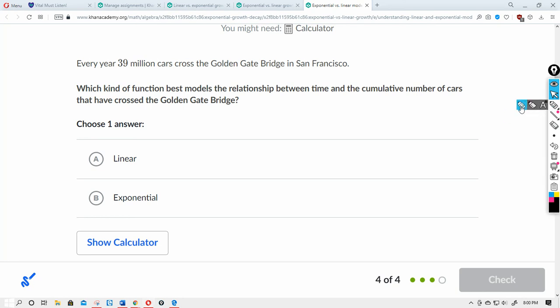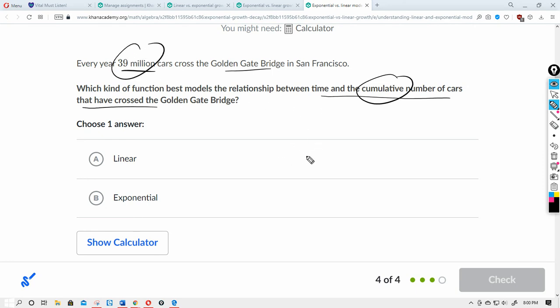All right. Every year, 39 million cars cross the Golden Gate Bridge. What kind of function models the relationship between time and cumulative number of cars? Okay, so if you're going cumulative, you're adding 39 million cars every year. You're just adding the same amount every year. That's going to be linear.